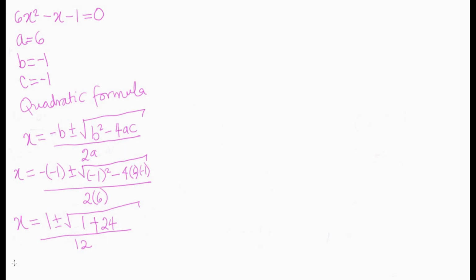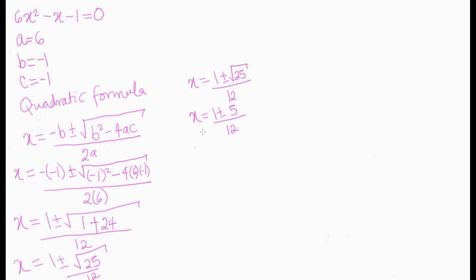So now we continue. x equals 1 plus or minus the square root of 25 over 12. x equals 1 plus or minus 5 over 12, which is the square root of 25.